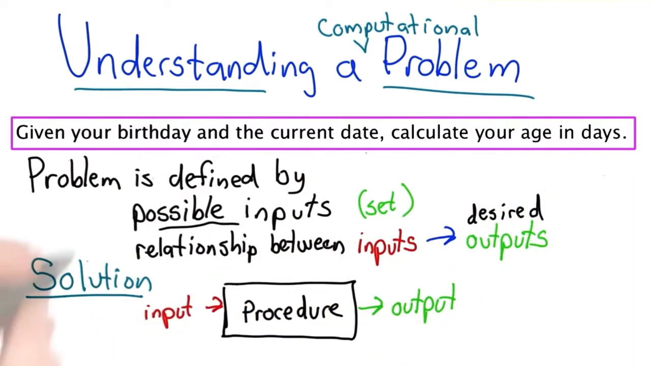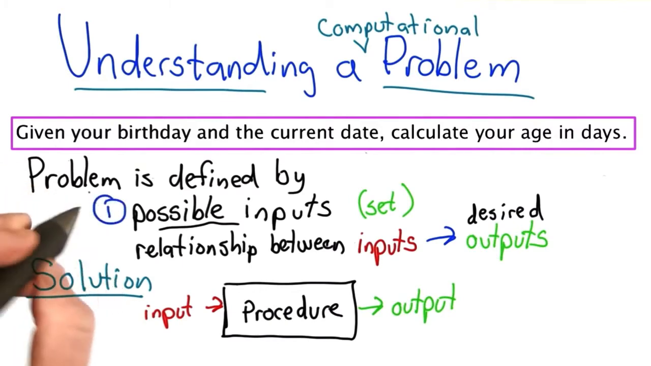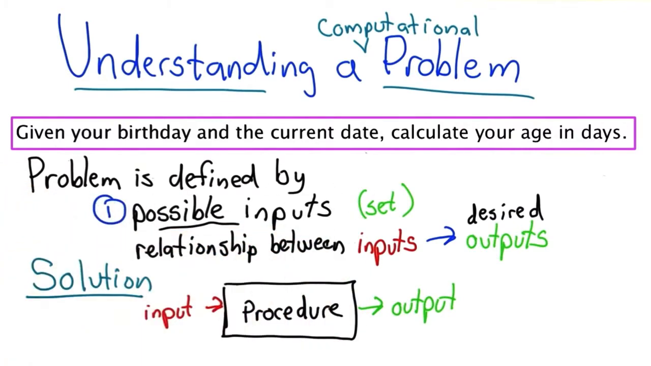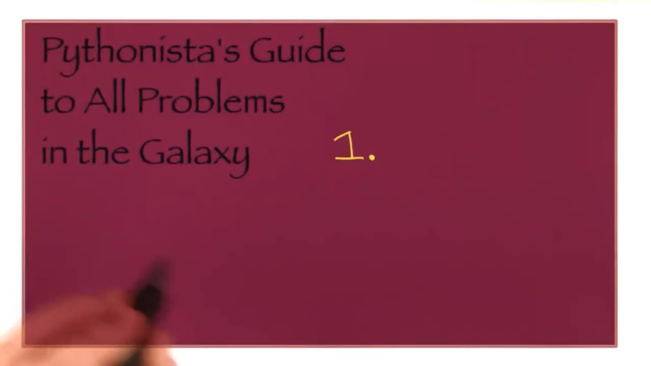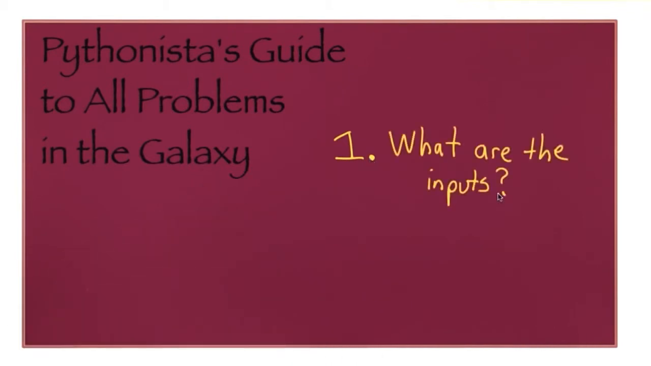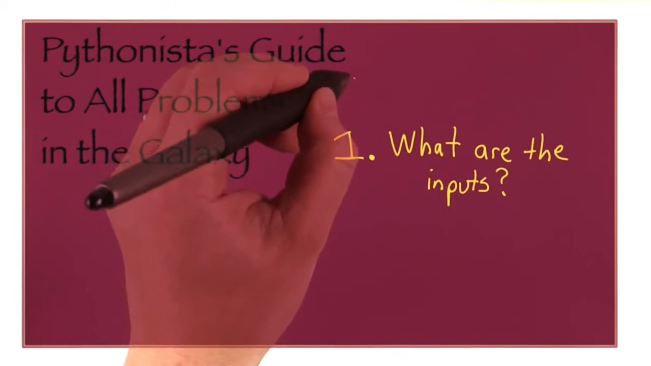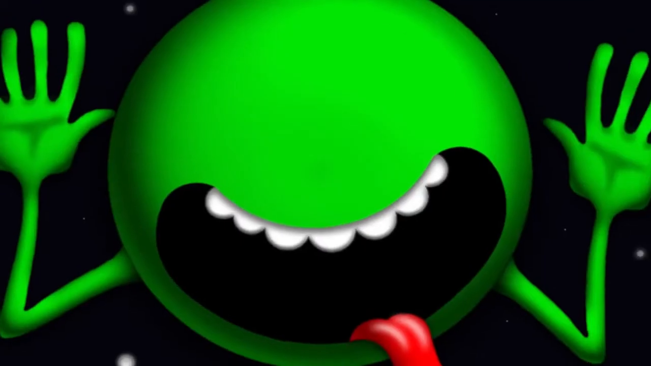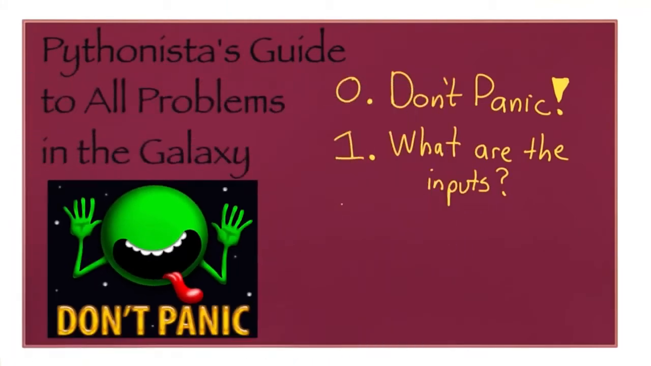So the first step to understanding a problem is to make sure that we understand what the possible inputs are. So the first rule in our Pythonista's guide to solving all problems in the known computational galaxy is to always ask, what are the inputs? Now there is one rule before the first rule. That's the 0th rule. And the 0th rule is don't panic. If you panic, you're never going to solve the problem. But the first substantial rule is to figure out what the inputs are.